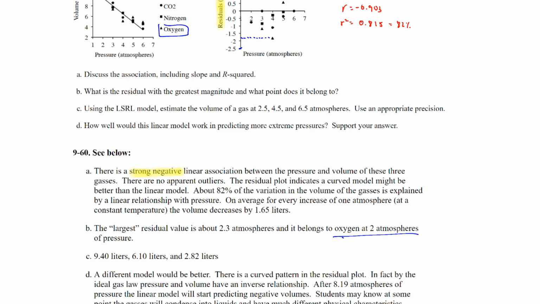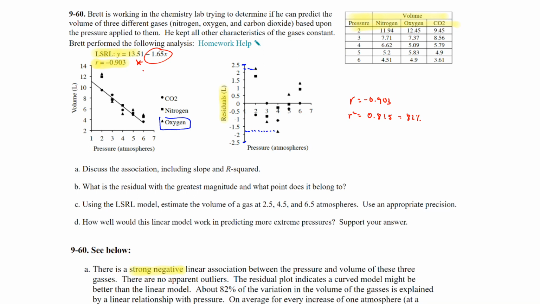Part C: using the least squares regression line model, estimate the volume of a gas at 2.5, 4.5, and 6.5 atmospheres using an appropriate precision. So we're going to use our least squares regression model, which is y equals 13.51 minus 1.65 times x, and we'll just plug in the 3 different values: 2.5, 4.5, and 6.5 into each of these equations, and we'll figure out what each of them are.